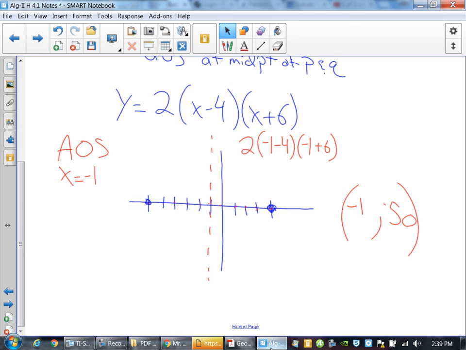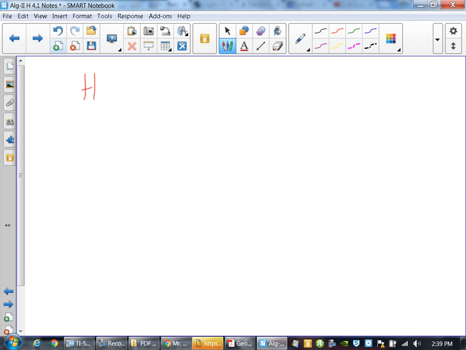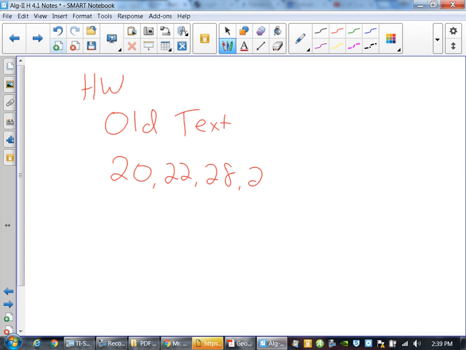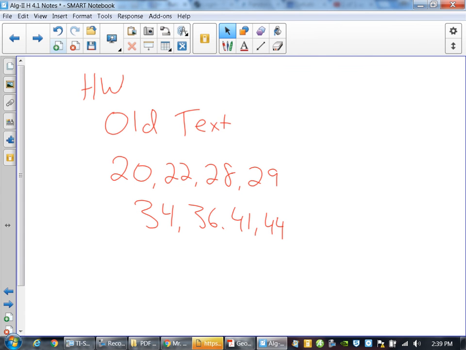So the homework ones, do you have it open right now? The homework is actually on the old textbook stuff, like I just said. 20, 22, 28, 29, 34, 36, 41, 44. Now, there are 6 graphs, 2 of each type. Use the graph paper.